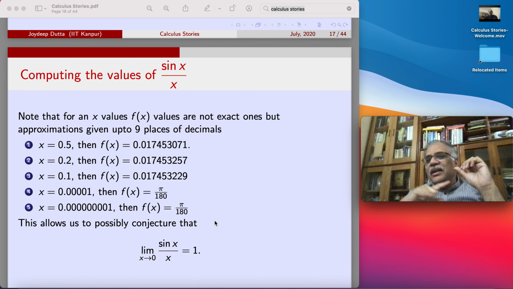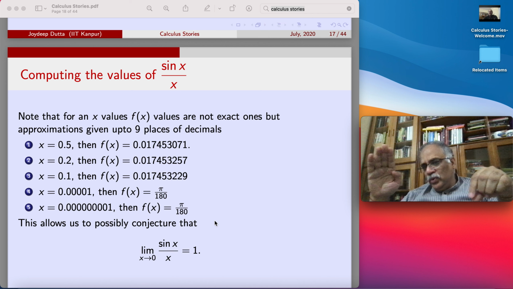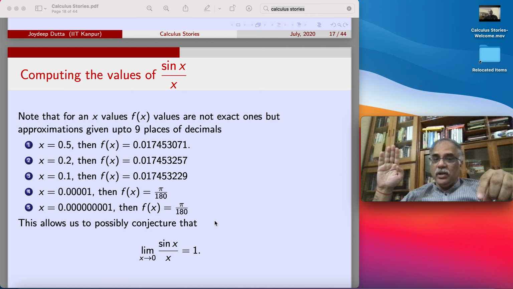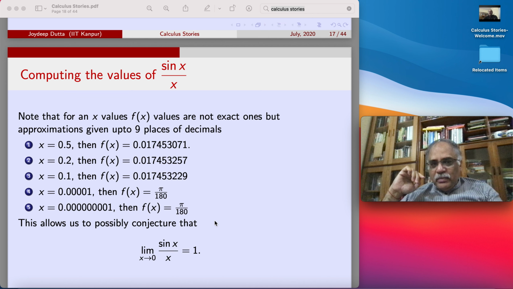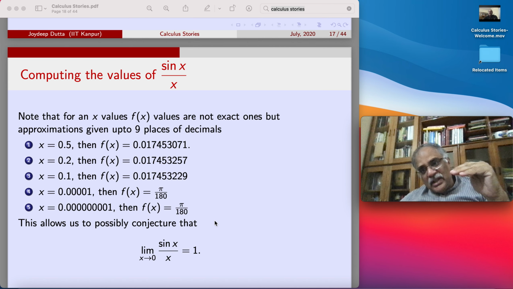It cannot be that for all these values the functional values would be the same. Maybe you observe the movement is very slow. Actually it moves away from 0 and goes towards 1. But after, as you keep on increasing the x, the values would change very, very slowly. But it cannot just be pi. They will just give you pi by 180.